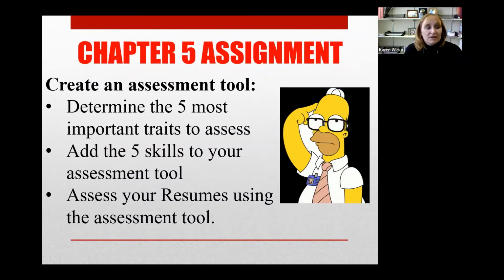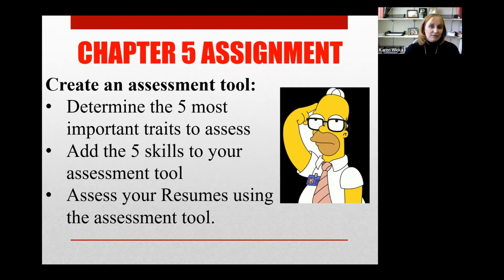Now you have your homework. Your homework is going to require you to create an assessment tool. You have to think about the 5 most important traits that you think a chief executive would have and the 5 most important skills. There's a chart you're going to fill out and you're going to list those 5 things for each category down the side. Then I have posted resumes. You're going to look at the resumes that I posted and you're going to assess each candidate based on the traits and the skills that you have chosen.